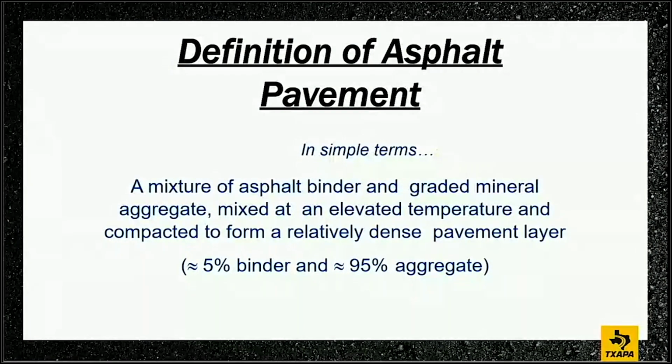Definition of asphalt. For all of y'all that saw the aggregate portion, in simple terms, it's a mixture of asphalt binder and graded mineral aggregates, mixed at an elevated temperature and compacted to a uniform, dense pavement layer. That's all that is. That's the definition of asphalt.